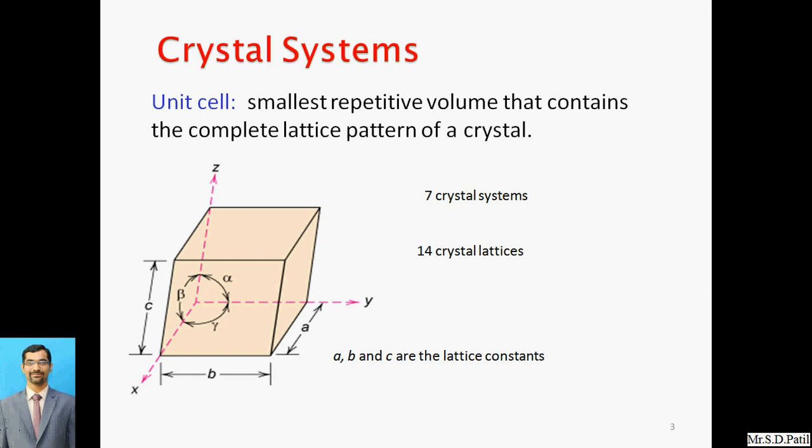So first of all, what is the crystal structure? In the previous lectures we have seen the unit cell. What is the meaning of unit cell? That is the smallest repetitive volume that contains the complete lattice pattern of crystals. So basically the 7 crystal systems are there, 14 crystal lattices are there, which is shown in this particular geometry.